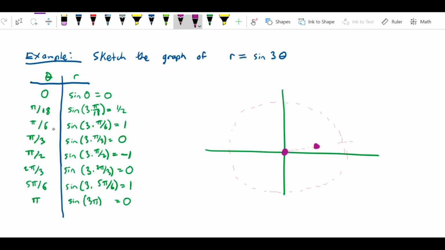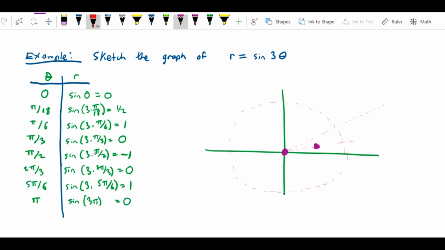Okay, pi over 6, that's going to be the familiar 30-degree angle, which I will put in as roughly like that. And what we see is that when I put in pi over 6, even though normally we know the sine of pi over 6 is 1/2, I'm multiplying the angle by 3 when I plug it in. So r is going to be sine of 3 times pi over 6, which is pi over 2, and we know that sine of pi over 2 is 1.